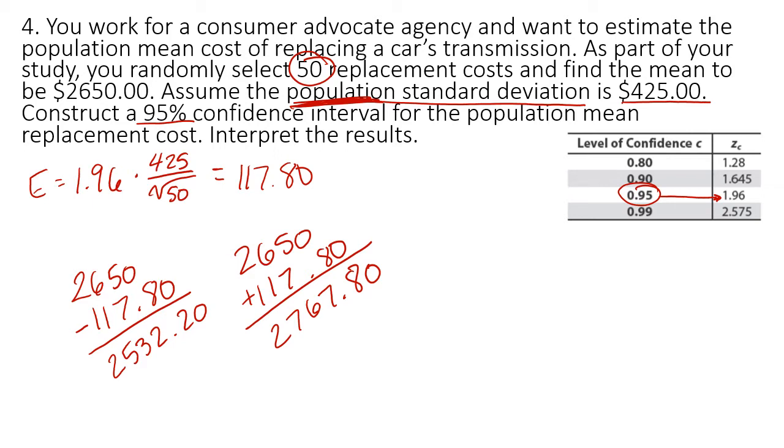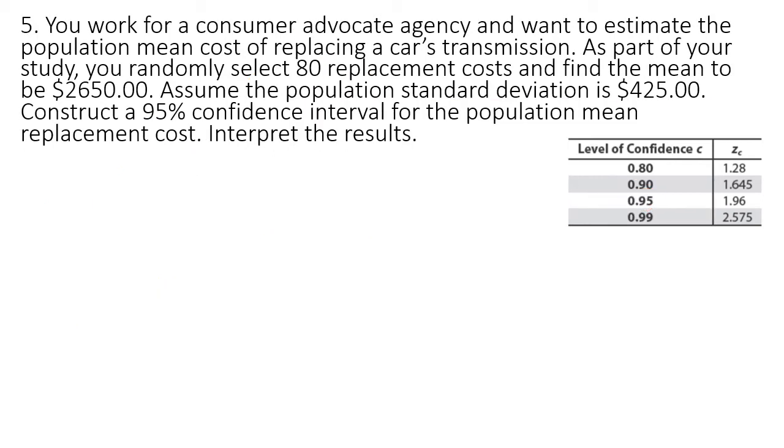It doesn't mean there's a 95% chance that the population mean is in here. It's a little bit more than that. And it has very specific wording for a very specific reason. For this one, we have pretty much the same situation, except that now we're looking at a sample size of 80. We still have the population standard deviation of 425, and we're constructing a 95% confidence interval.